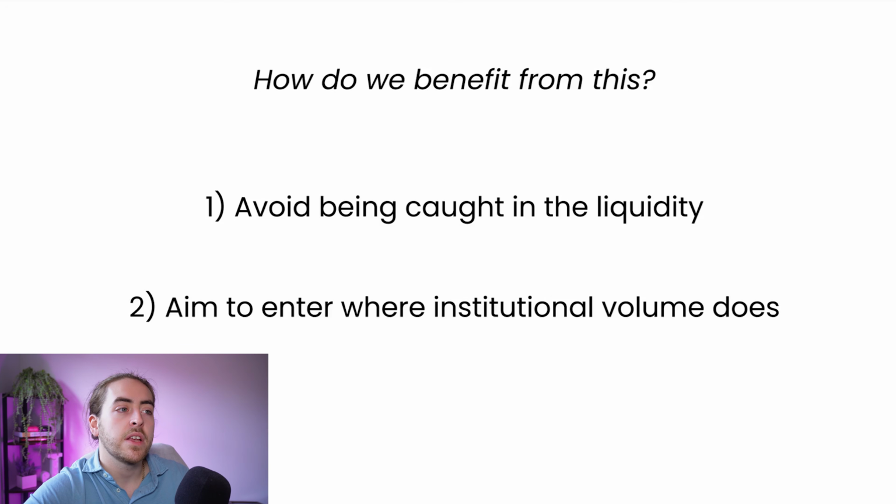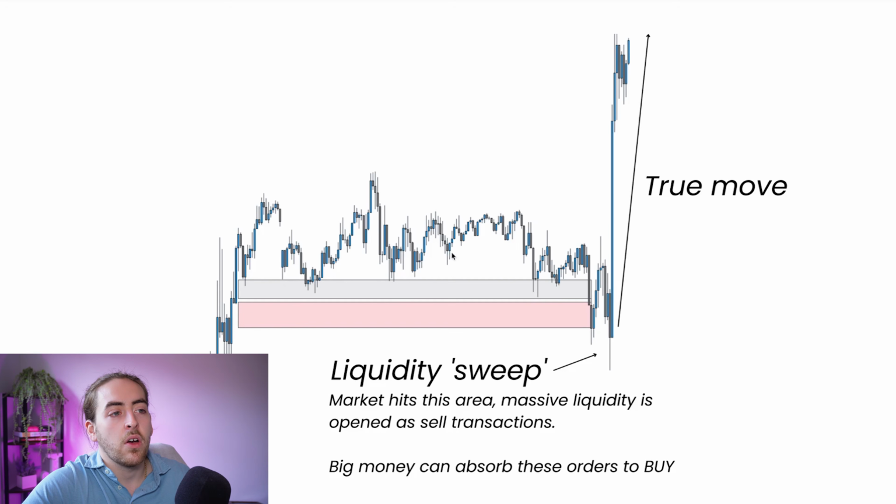The second way we can benefit is to actually aim to enter where the institutional volume comes in. So rather than entering on the support here, we would actually look to enter down here on this liquidity sweep. That allows us to catch the major volume move with the big flow of the orders in the market.